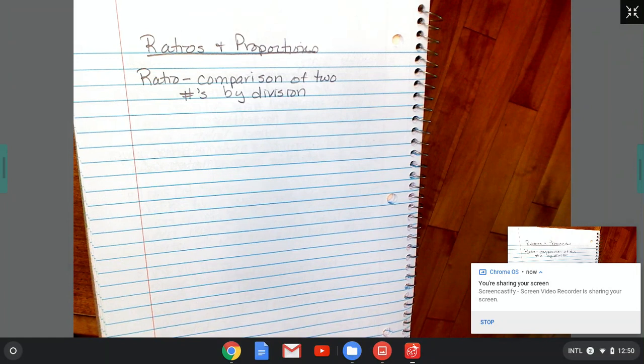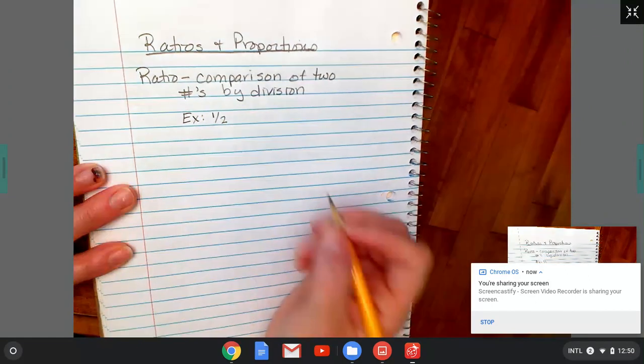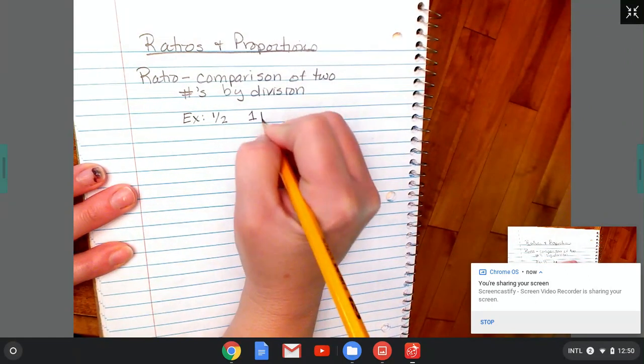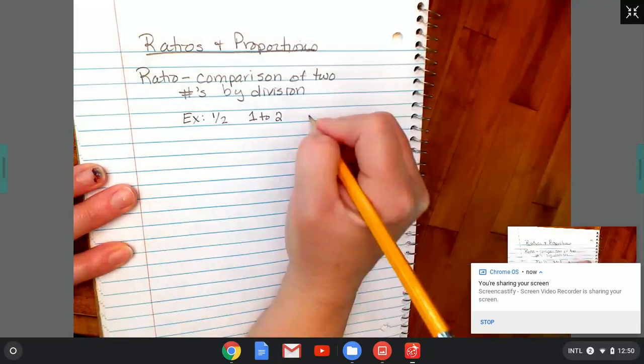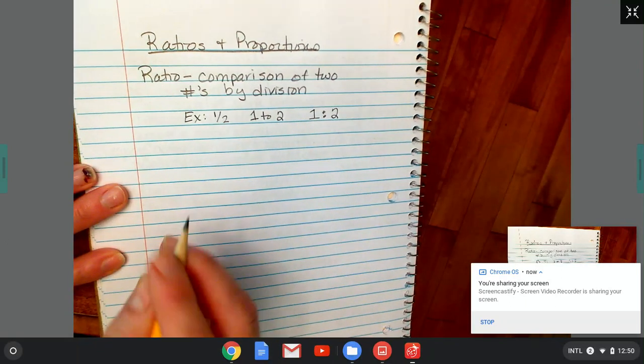Okay, so ratio and proportions. A ratio is a comparison of two numbers by division. An example could be like 1/2. That fraction, we could write it 1 to 2, or sometimes they'll write it 1 colon 2. But that's what a ratio is.